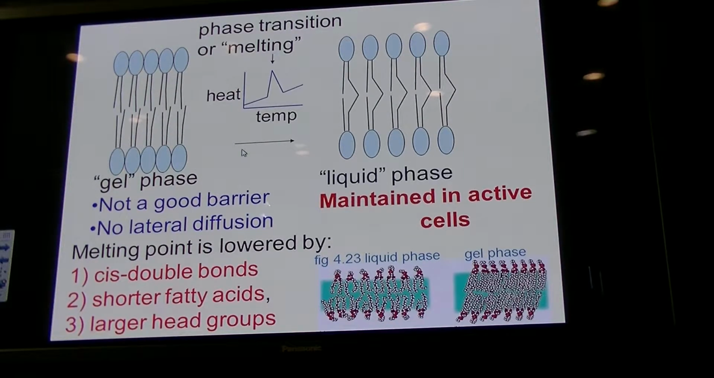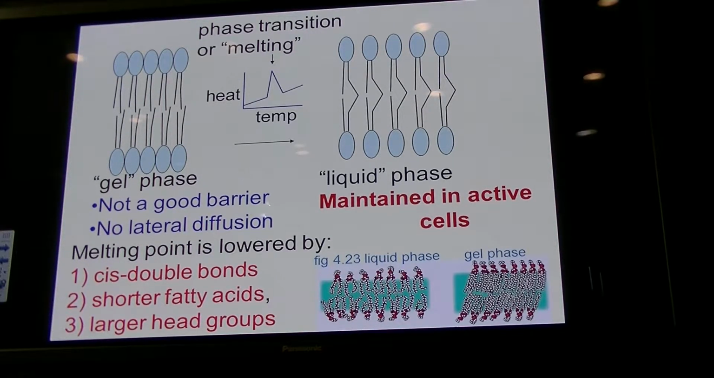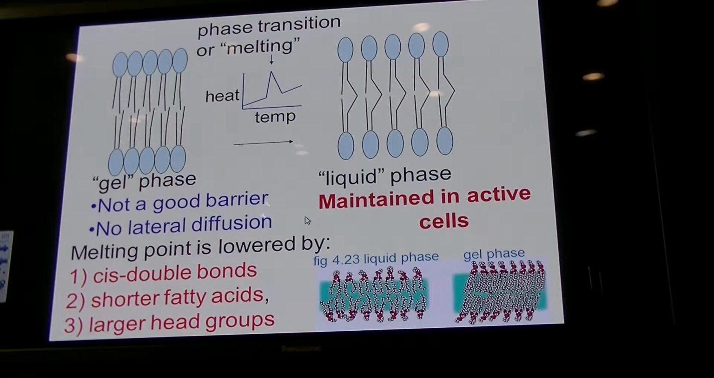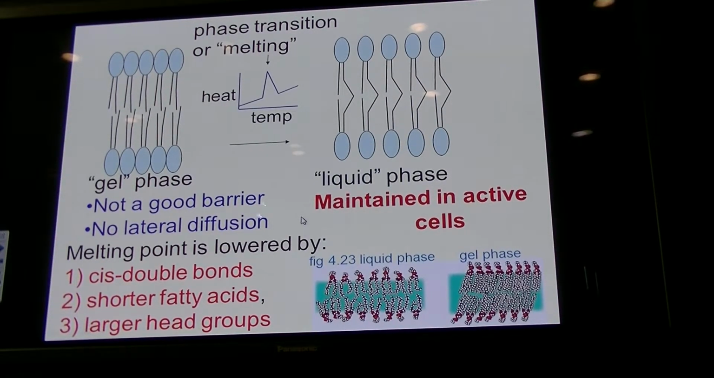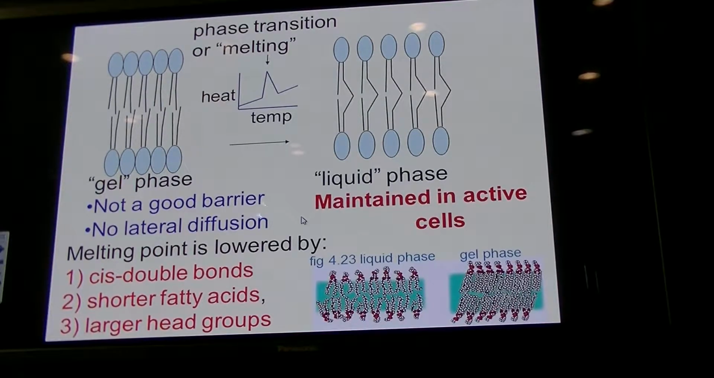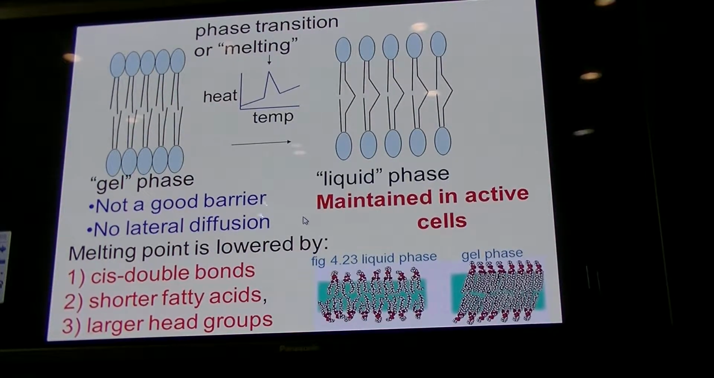So in this type of experiment, you can see that there is this transition from the gel phase to the liquid phase. So what makes that transition happen at a certain temperature? Well, the melting point becomes lower if we have more unsaturation in the fatty acids. That is to say, more double bonds. And we need especially cis double bonds. Trans double bonds won't do it. Why is that? Because cis double bonds make a kink in the fatty acid. So that creates more distance.